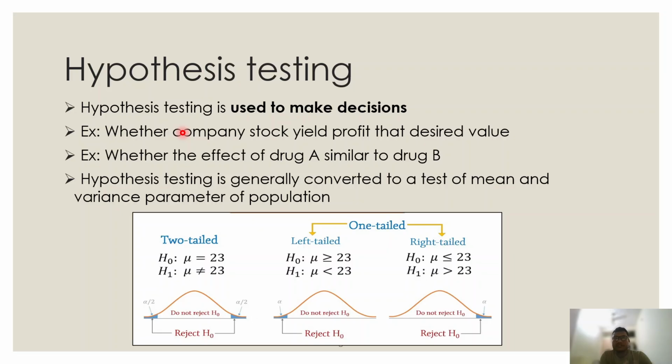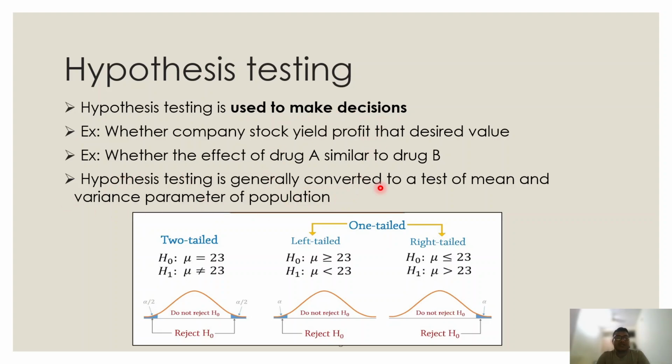Another thing is hypothesis testing. This is the testing used to make decisions. For example, whether a company stock will yield the profit, that desired value. My CEO gave a target: we want to achieve this particular thing. Based on different parameters, we form a particular test and check it. Another example: whether the effect of drug A is similar to drug B. An industry firm initially has drug A in the market, and they prepare another advanced drug B. Now they will test which drug is better. That is the way we do hypothesis testing.